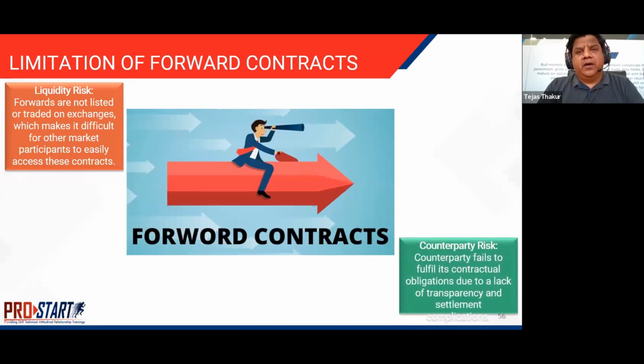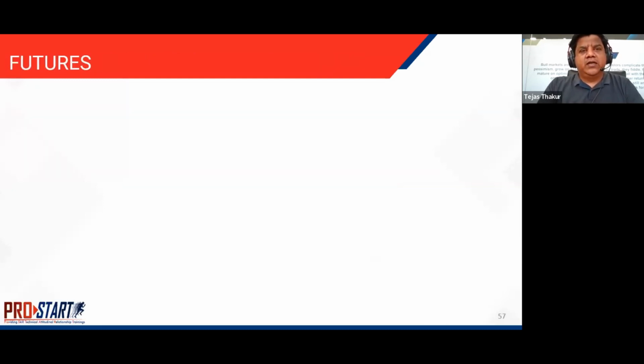Second is a counterparty risk. If one party decides not to abide by the rules or terms of the contract, the other party cannot go anywhere else because there is no exchange, there is no regulator here. It is not listed. So if the counterparty fails to fulfill its contractual commitments due to lack of transparency and settlement, that could be a very big risk. Because of this risk in forward contracts, the next derivative emerged, which is known as futures. So that is where we have futures.